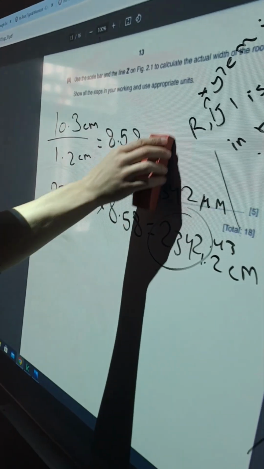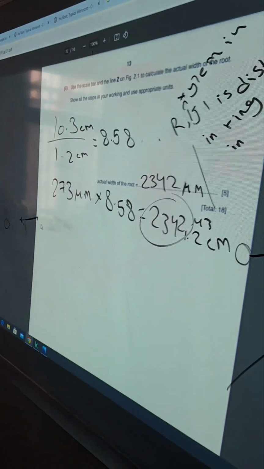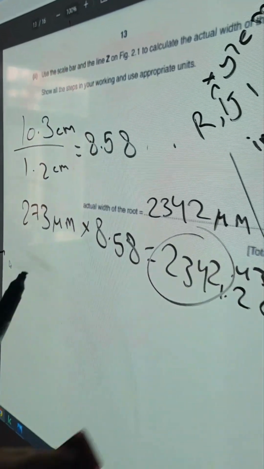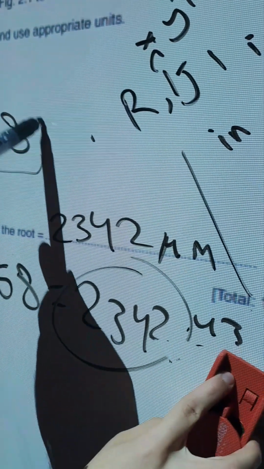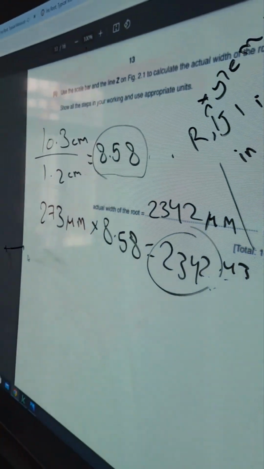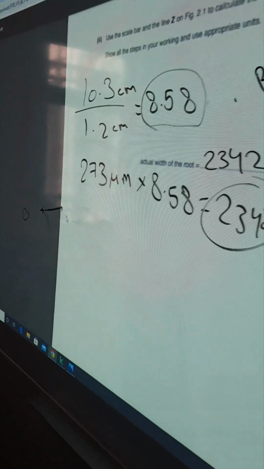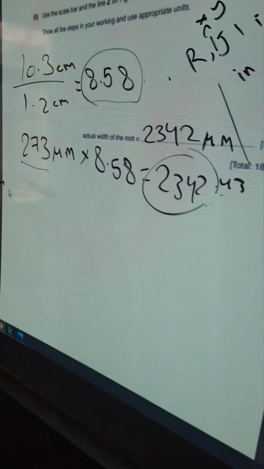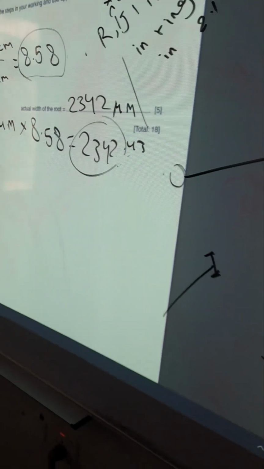This one should be erased. Yeah, centimeters. Sorry, my bad. Right here, this is a ratio. It has no unit. It's only a ratio between those two lines, and then use the value of the scale bar multiplied by the ratio. It gives you the actual size of the entire root.